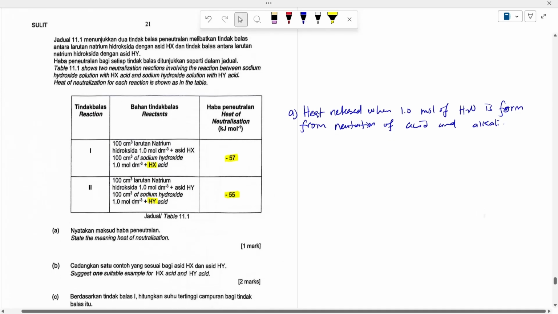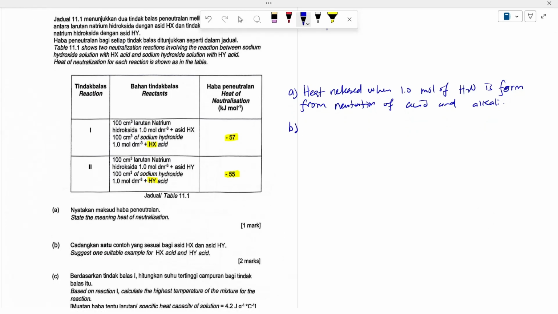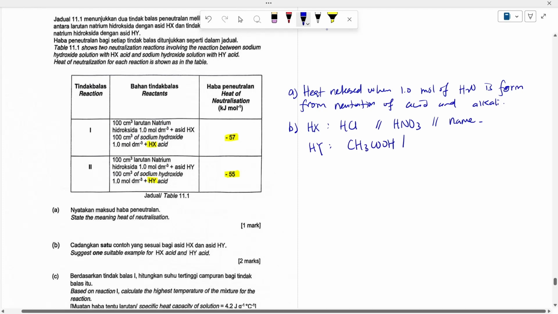Now B, state one suitable example. I have given the example already. HX is hydrochloric acid or nitric acid; also accept the name of the acid. HY is ethanoic acid, or the name of it, ethanoic acid.